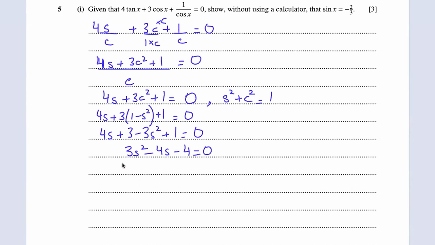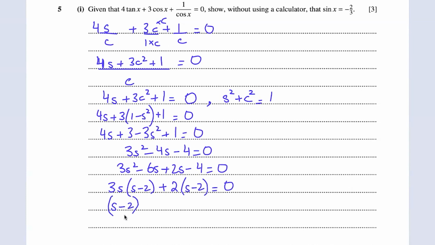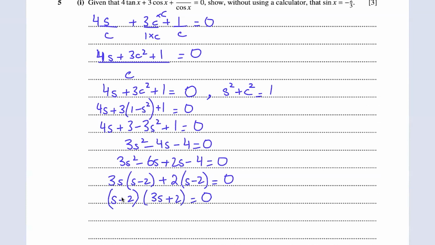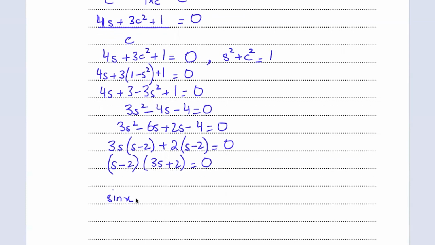Factorizing this, we get 3 sin squared minus 6 sin plus 2 sin minus 4 equals 0. Taking common 3 sin over here, we get sin minus 2, and taking common 2 from 2 sin minus 4, we have 2 bracket sin minus 2 equals 0. So the final answer is sin minus 2 and 3 sin plus 2 equals 0. Now we know that sin x cannot be greater than 1, so this will be cancelled out. We'll be left with 3 sin x plus 2 equals 0. So finally we have sin x is equal to minus 2 upon 3.